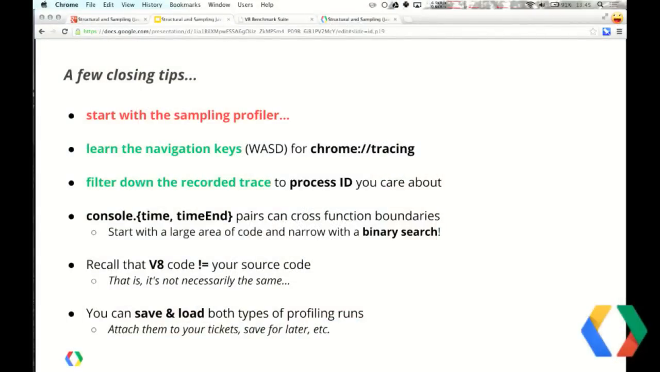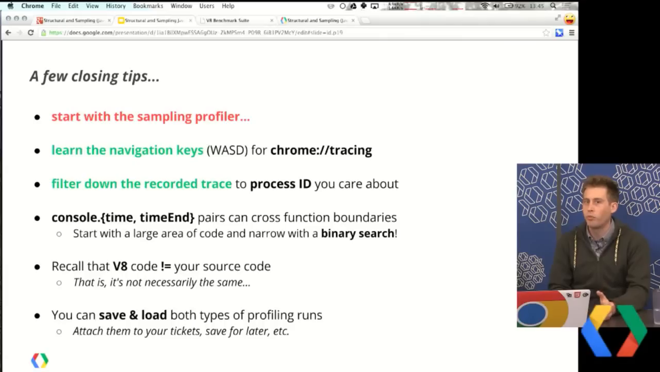So part of learning how to deal with it is filtering down, and remembering to go to Chrome memory to get the PID. Then just kill all the rows that have nothing to do with your page, because they're just noise for what we're looking at right now. And we've touched on a lot of this, but remember that the time and time end pairs can cross function boundaries. They don't have to be within a single function. You could cover huge reams of code with just one time and time end, and narrow in.